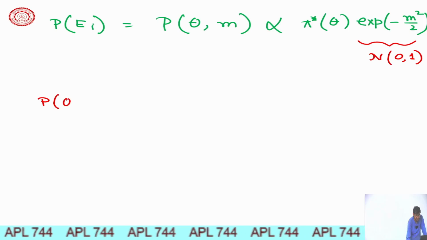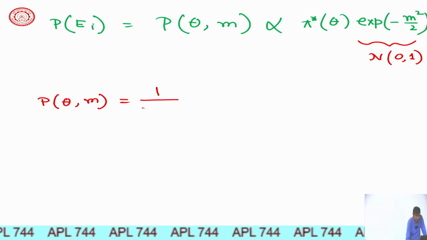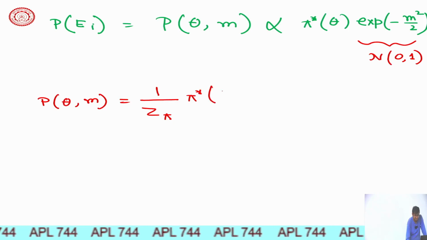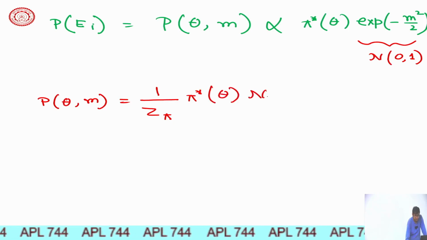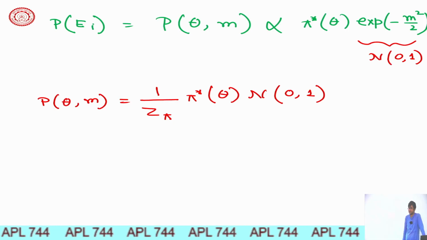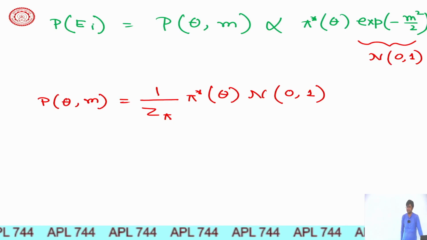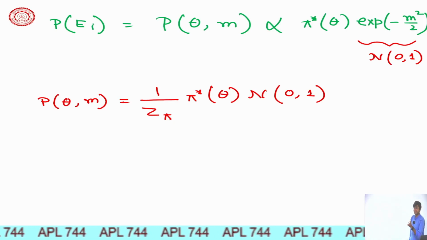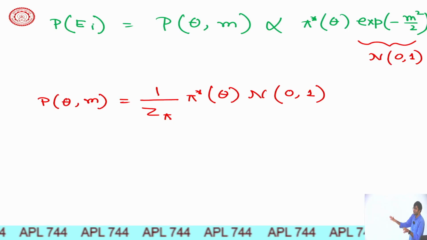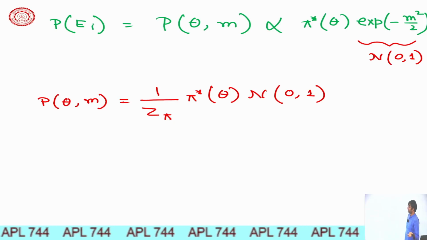Therefore, P of theta given m is equal to 1 by z pi. What is z pi? Can you tell me what is z pi? Simple. Normalizing constant of pi, the pi star. If we integrate out pi star, that will give you z pi. Obviously, z pi we cannot compute, because if we could compute z pi, our life would have been simpler. We cannot compute z pi, I'm just writing it. Now from here, if I have to calculate probability of theta, what will I do?